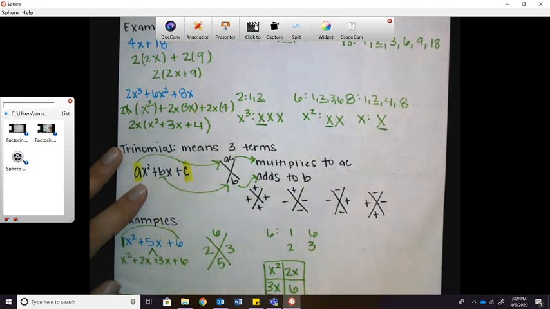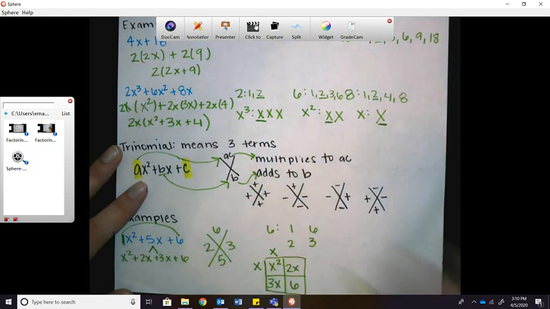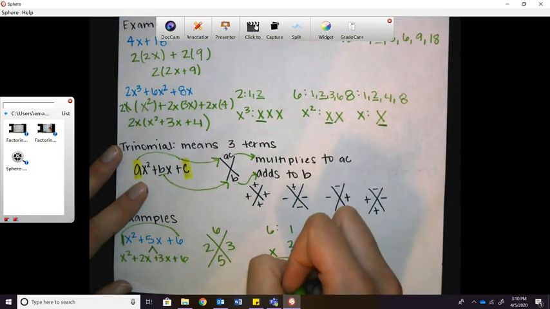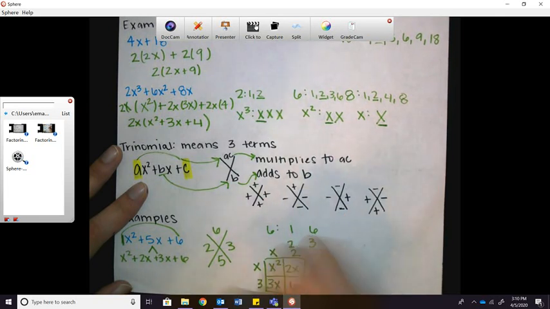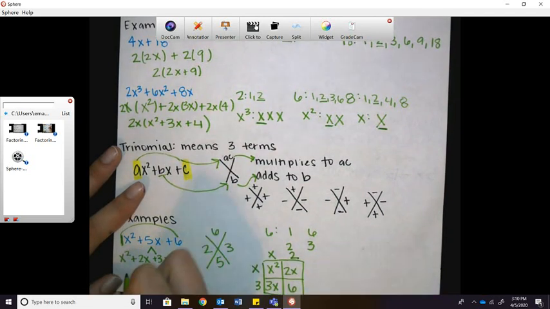From here, I use my GCF skills to take out what's in common here. It's pretty easy to see that x times x is what's going to make x squared, and then I, of course, am going to have a 2 and a 3. Remember to check your box. X times x is x squared, x times 2 is 2x, 3 times x is 3x, and 3 times 2 is 6. So those are my factors. Remember, this is not an answer. That's an answer.